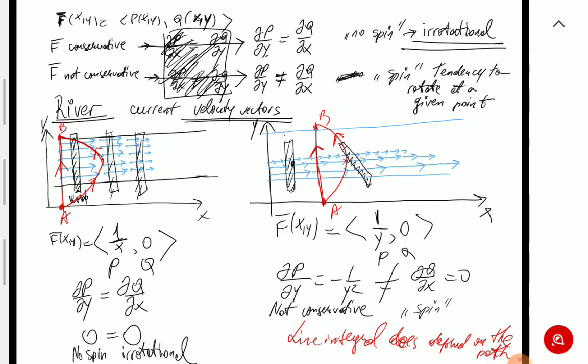So I think that's enough for today. This basically explains the origin of the name irrotational for a conservative field. So conservative field or irrotational field means the same thing. And like I said, in two-dimensional vector fields, this is the condition for when that happens.